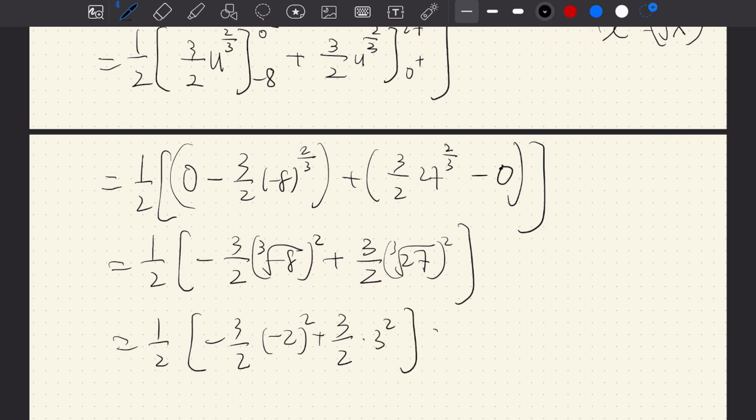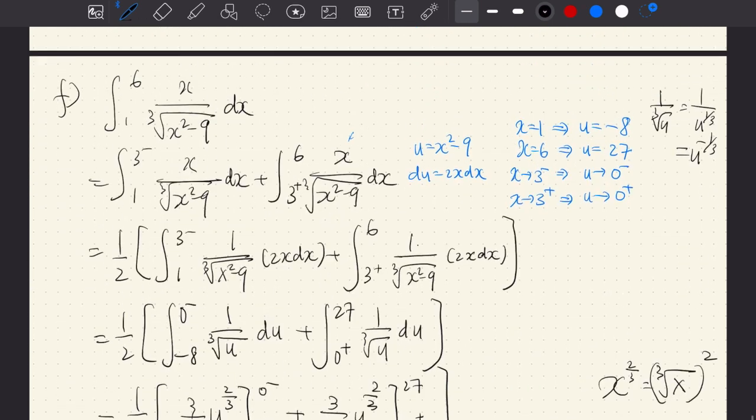Okay, so this is equal to 1 over 2 times 3 over 2. I factor out the 3 over 2, okay? So within it is negative 2 times 4 plus 9. So eventually you get 15 over 4. Okay? So this is the result for this improper integral.